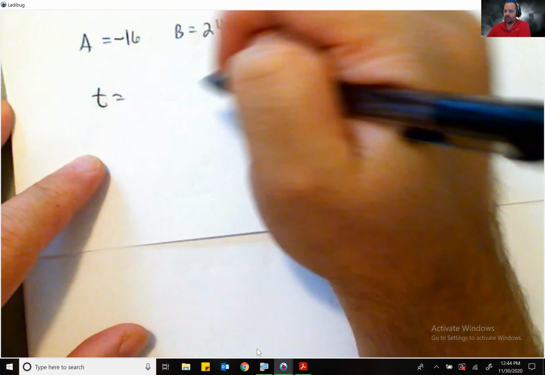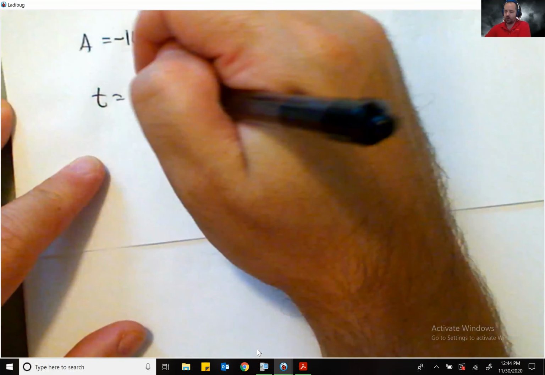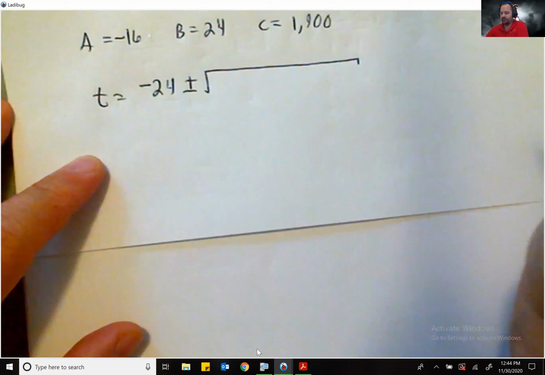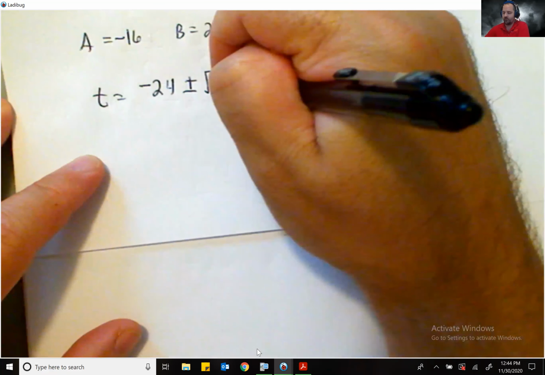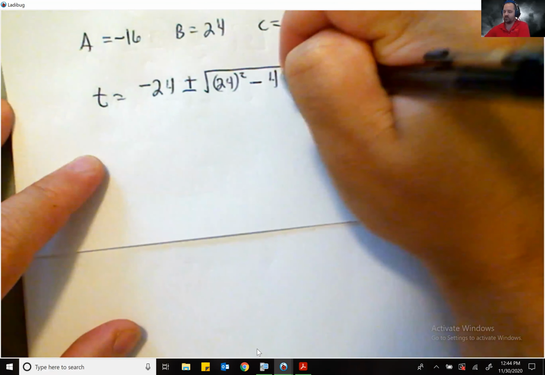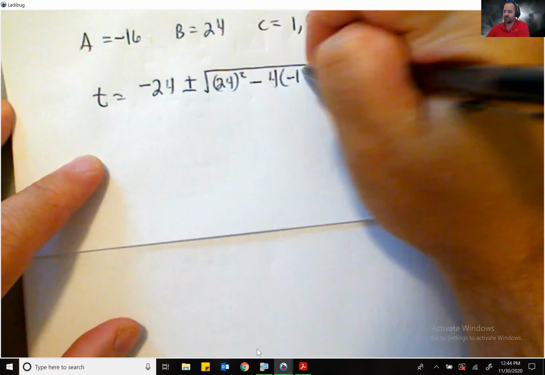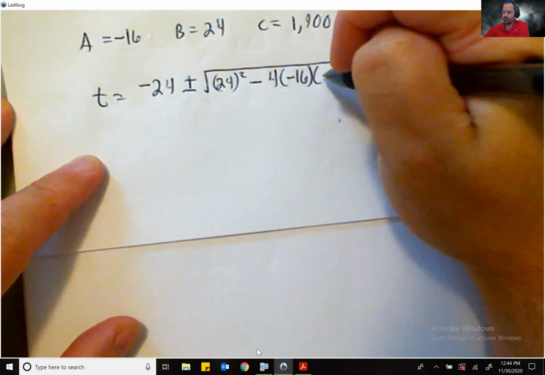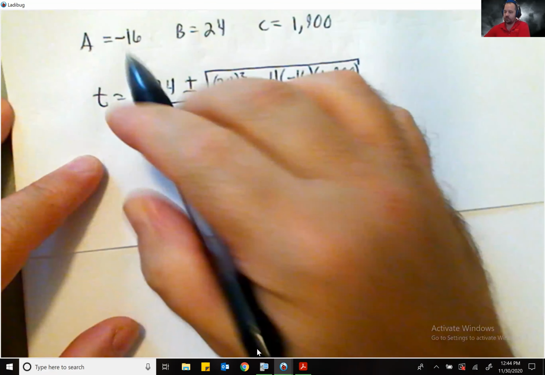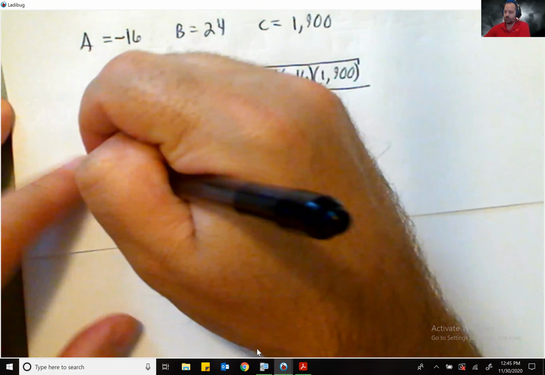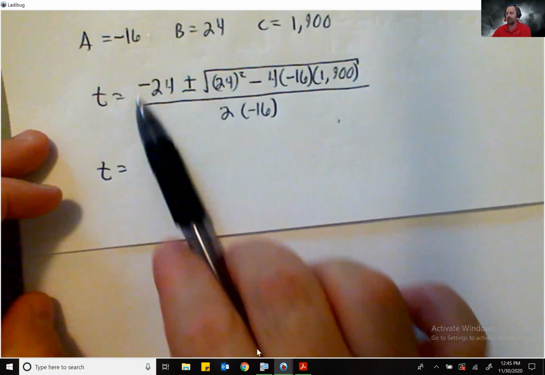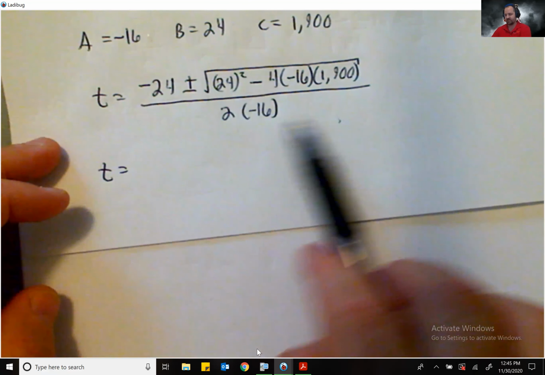So the opposite of B, which is a negative 24, plus or minus the square root of B squared. So that's 24 squared, minus 4 times our A, which is negative 16, our C, which is 1,900, all of this over 2 times our A, which is negative 16. I'm going to go straight and put this entire piece here in my calculator, and it will look just like this.